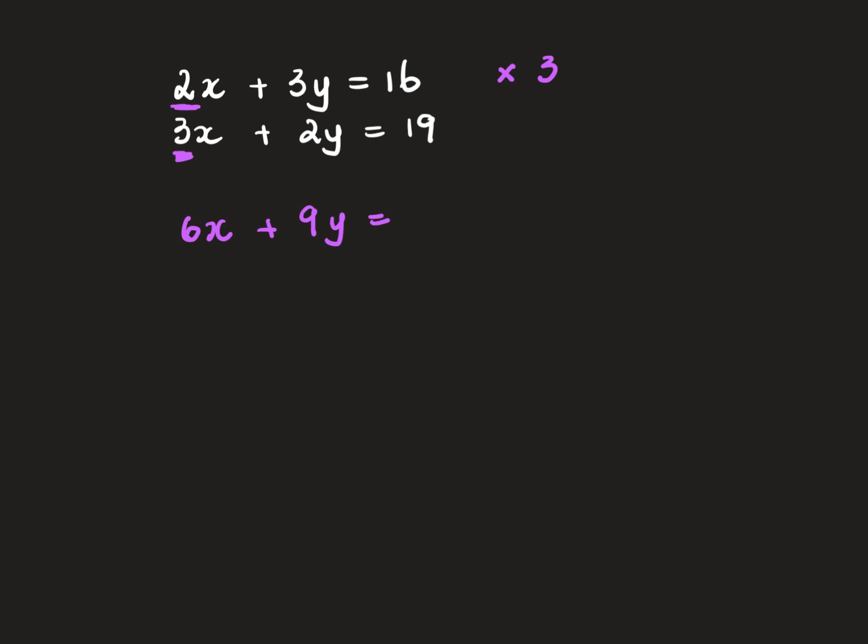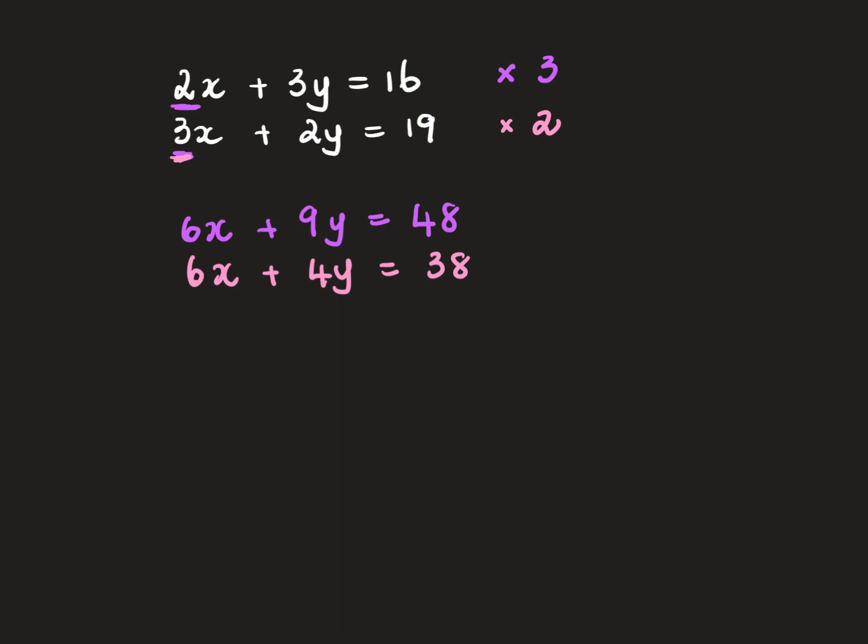16 times 3, that gives me 48. Now, I want to have 6x here as well. I'm going to multiply that one by 2. 3x times 2, 6x. 2y times 2 is 4y. 19 times 2 is 38. Now, I've got the same number of 6's for both. That's a good idea. I want to have no x's.